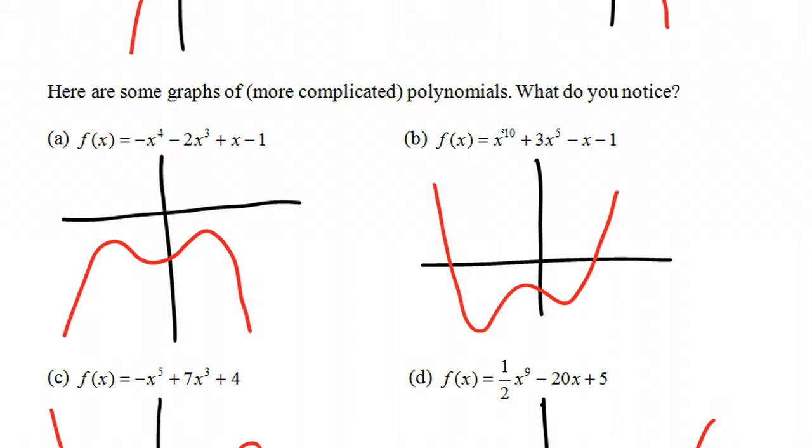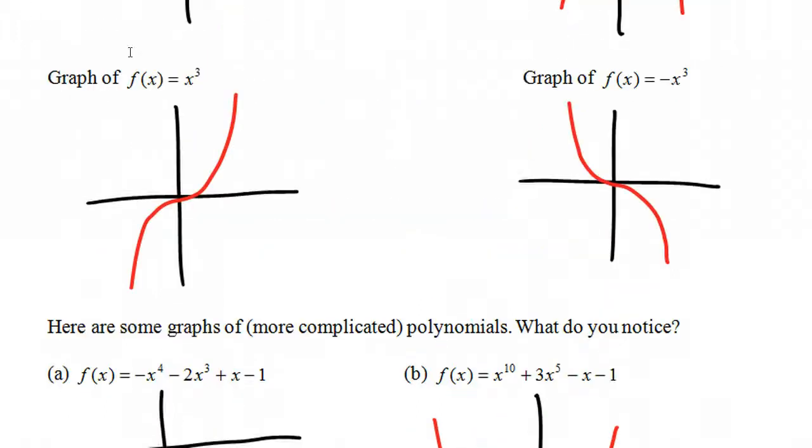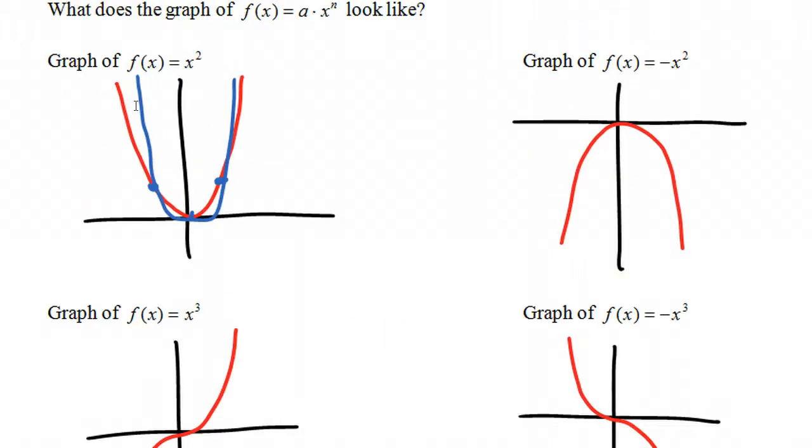Now, if you have an even degree polynomial with a positive leading coefficient like this, it starts up here at the top and ends at the top. It wiggles around a little bit, but it starts at the top and ends at the top, just like x squared did and x to the fourth did.